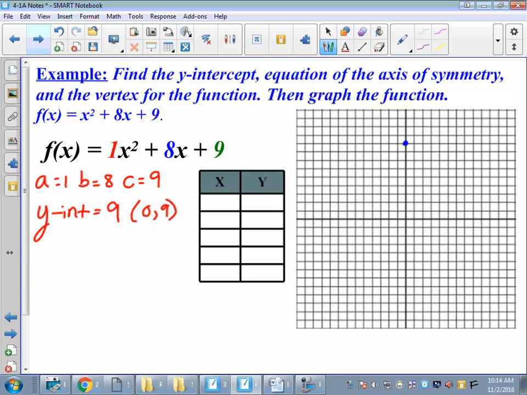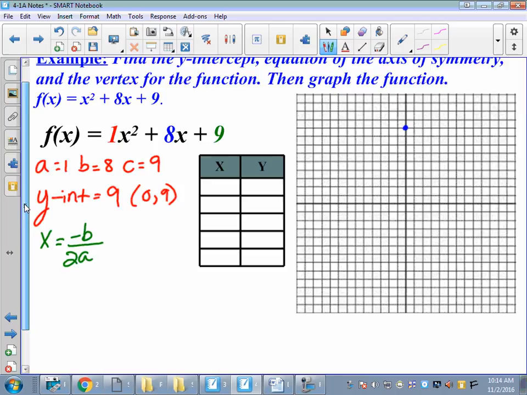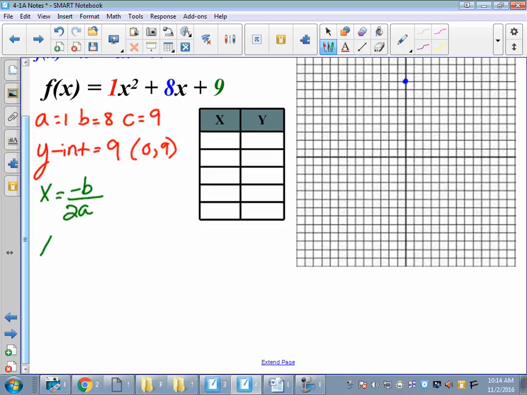Now I can find the axis of symmetry and the vertex. So I'm going to use that formula, x equals negative b over 2a. So I write down the formula first. I'm going to require that today, or tomorrow on your homework. X equals the opposite of b, which is negative 8, all over 2 times a, which is 1. When I simplify that, x is equal to negative 8 over 2, which is equal to negative 4.